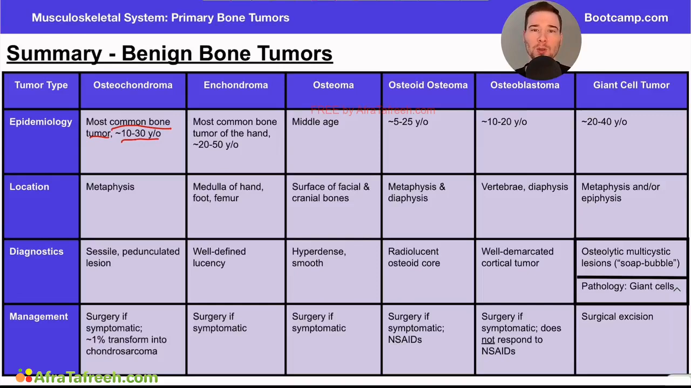In the first line of most boards' questions is a so-and-so year-old patient, 50-year-old, 70-year-old, 10-year-old patient. We want to be thinking about what range are we in? What kind of pathologies are most likely in that patient's age range? And so that's why it's important to keep this in mind.